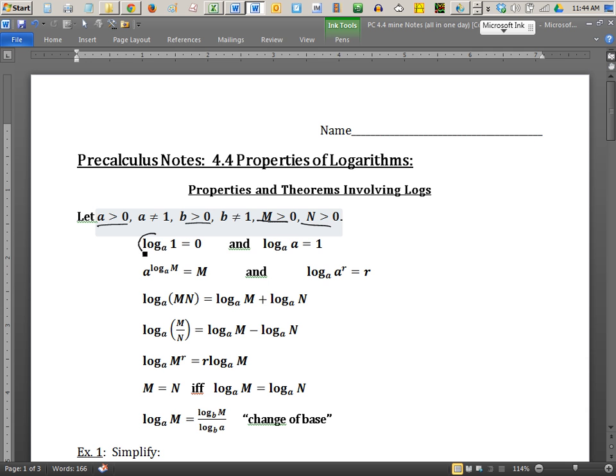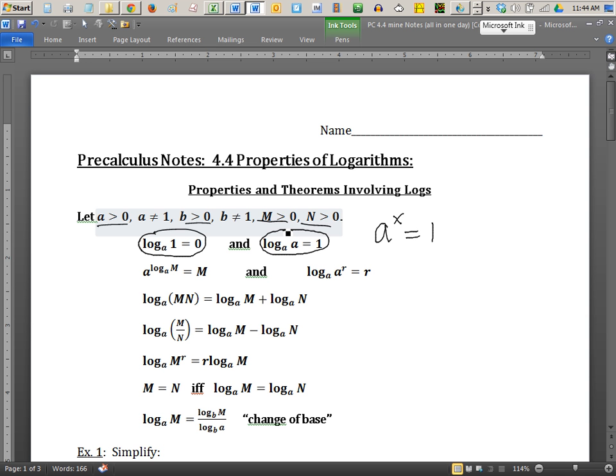Okay, so let's look at this first statement. Why is log base A of 1, 0? Well, if you understand what the question's asking, it's saying what power of A creates a 1? The answer to that question is 0. The 0th power makes 1. Okay?